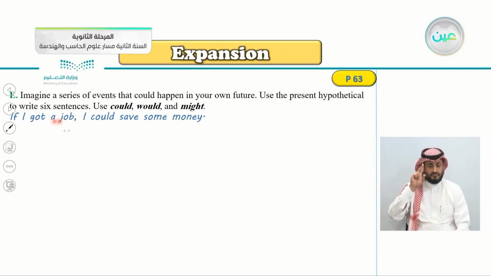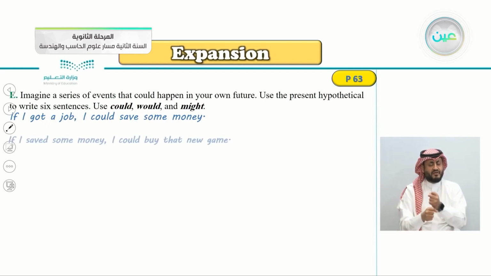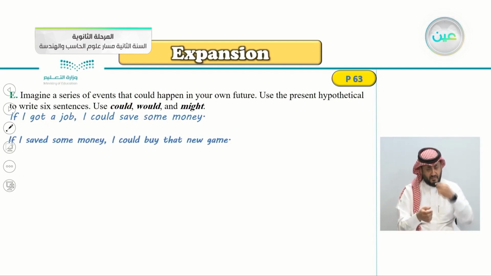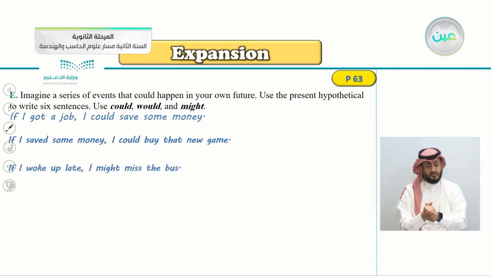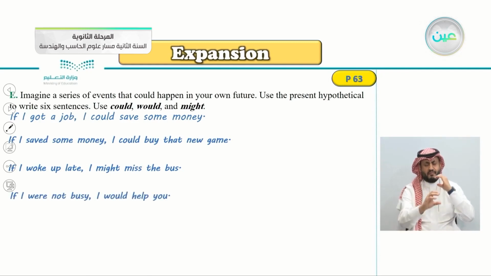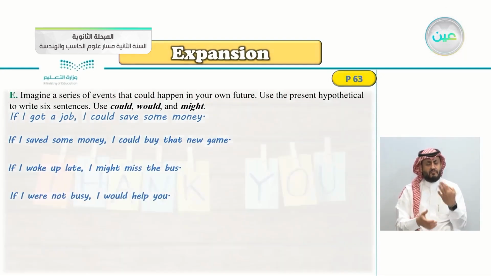If I got a job, I could save money. For example, if I saved some money, I could buy that new game. If I saved money, I could buy that game. If I woke up late, I might miss the bus. If I were not busy, I would help you, and so on. You can continue with even more than 6 sentences.